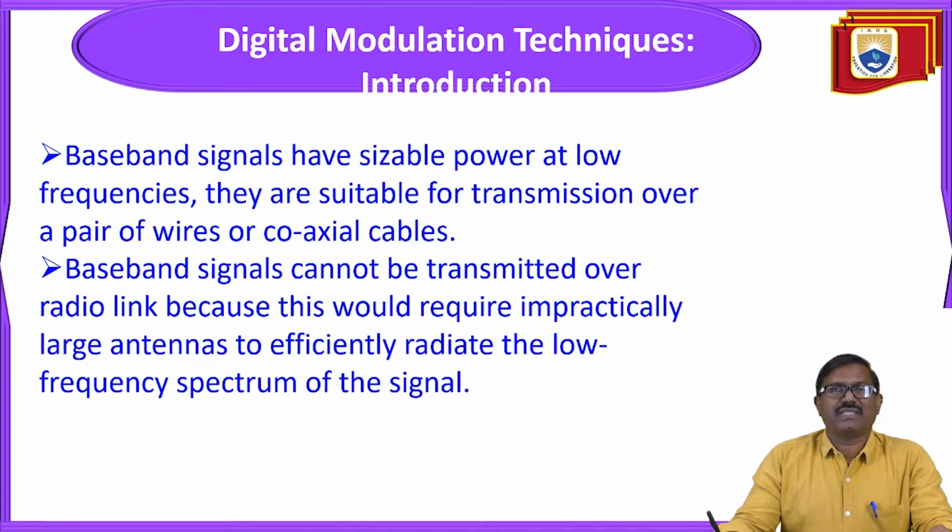Baseband signals cannot be transmitted over a radio link because this would require impractically large antennas to efficiently radiate the low frequency spectrum of the signal. Already we discussed baseband means original signals. The original signal is at very low frequency. Transmitting such a low frequency over a radio link is impractical.